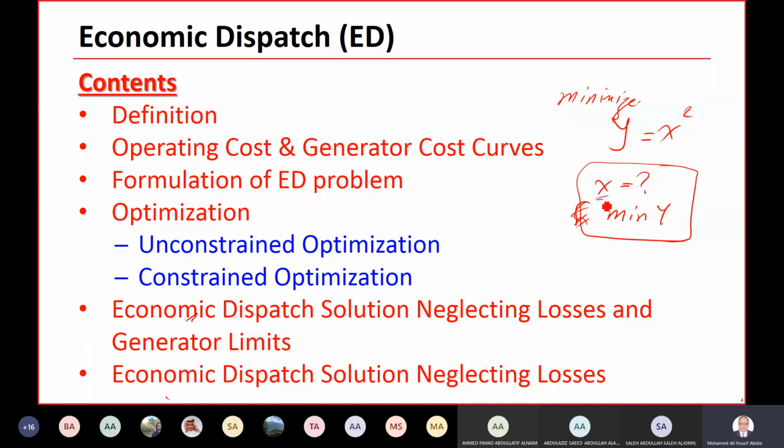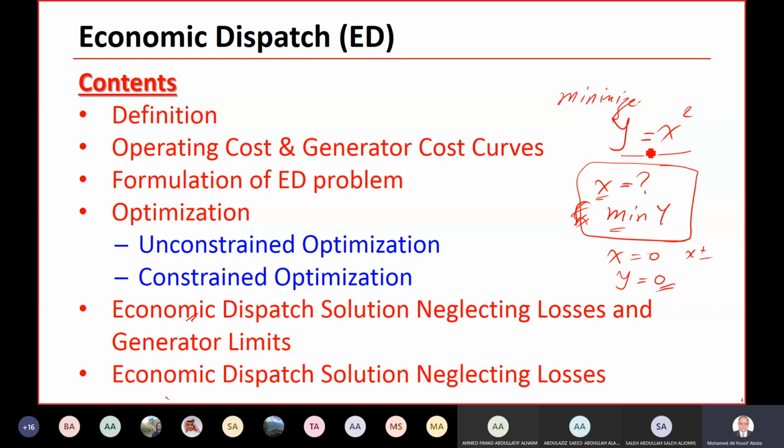What is the value of x that gives you minimum value of y? Can you solve this? Yes. x equal to 0, and the minimum y equal to 0. Of course, if x positive or negative, then you have a squared, so y is positive usually, so y could take 1, 2, 3, and so on. The minimum value of y is 0. So this is unconstrained problem.